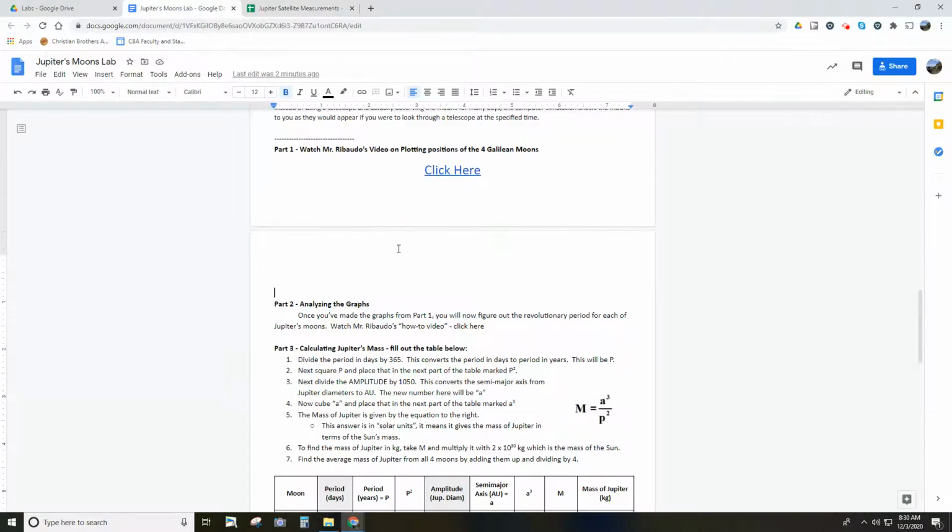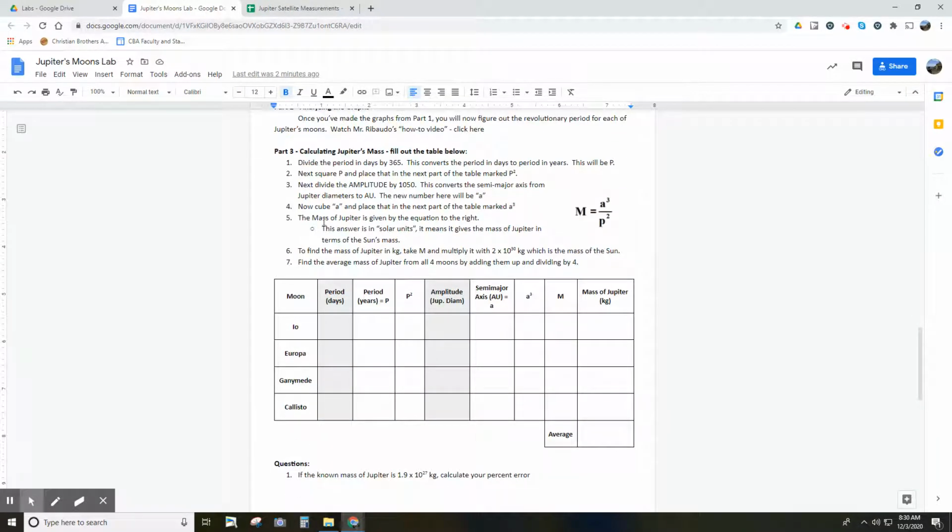So if you look at your lab and you go down to where it says part 3, there's two columns here that are kind of highlighted in gray. These are the two numbers that we need. We need the period and we need the amplitude.